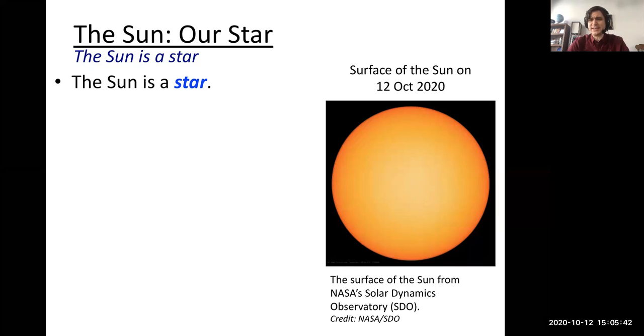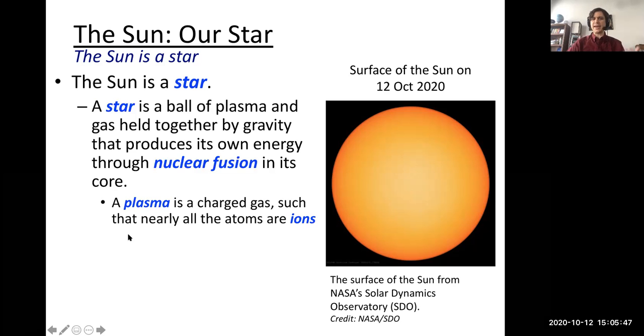So the sun is a star, which begs the question, what is a star? A star is a ball of plasma and gas held together by gravity. Gravity is what holds a star together and pulls it into a spherical shape. And what makes a star special is that it is producing its own energy. A star is producing light. A star shines because it is producing a vast amount of energy. And it produces that energy through nuclear fusion in its core.